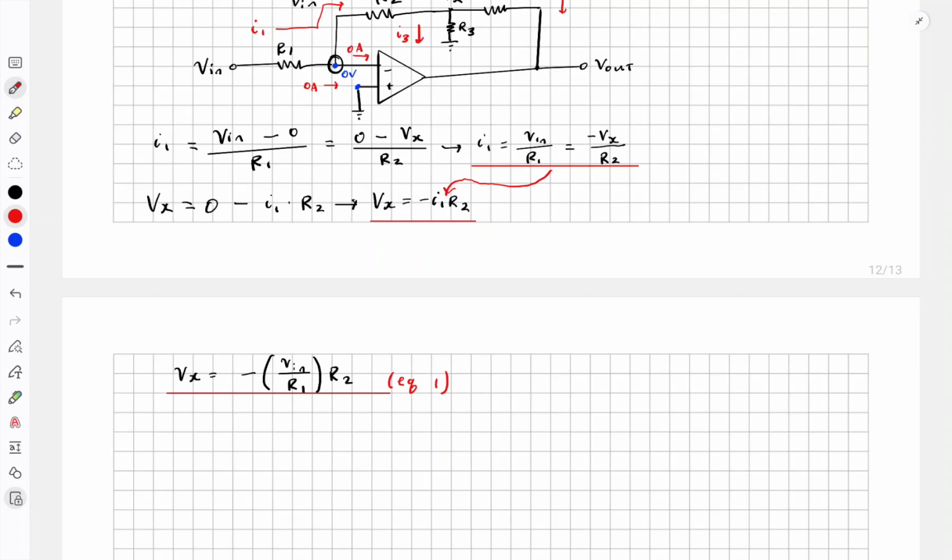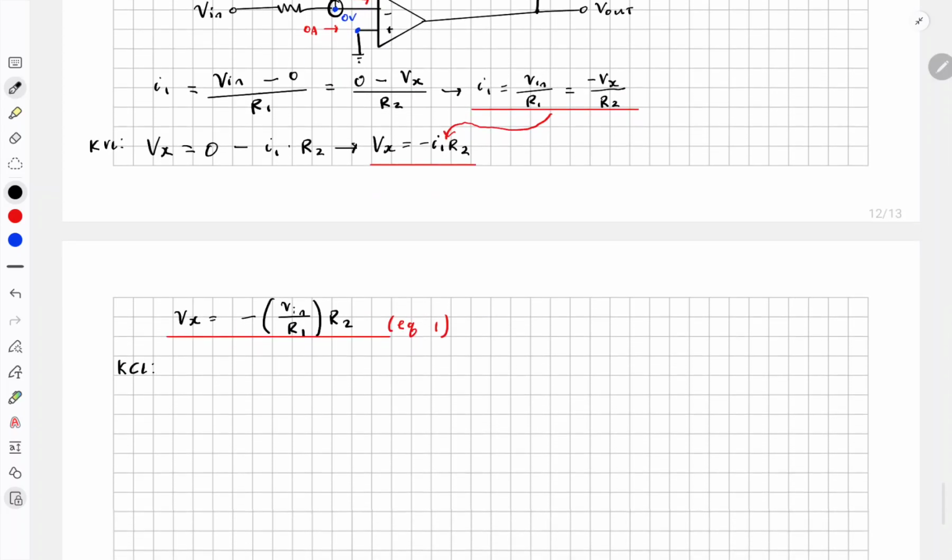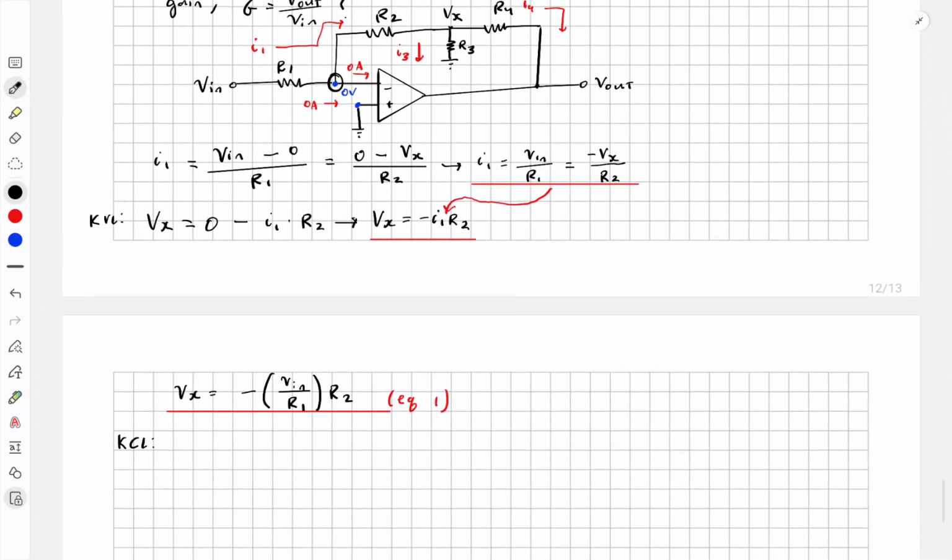So now there is a lot of things we can do. We have done KVL, that's how we got to Vx. We can probably find some more equations if we do KCL this time. So this step was called KVL. Let's do KCL this time, and maybe KCL will generate another equation that will be useful for us.